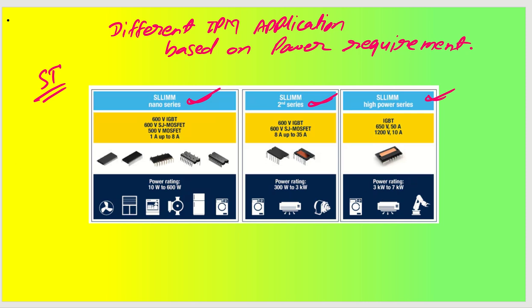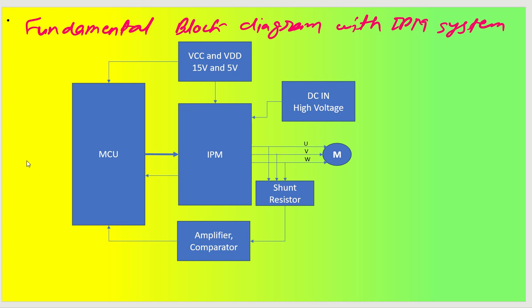So why don't we do one thing? We'll try to understand a basic fundamental block diagram of an IPM system. Let me just open it for you. What happens is very simple. Let us say we have a DC input voltage of around 300 volt to 600 volt that needs to be supplied to the IPM. That will be my positive input and negative input.